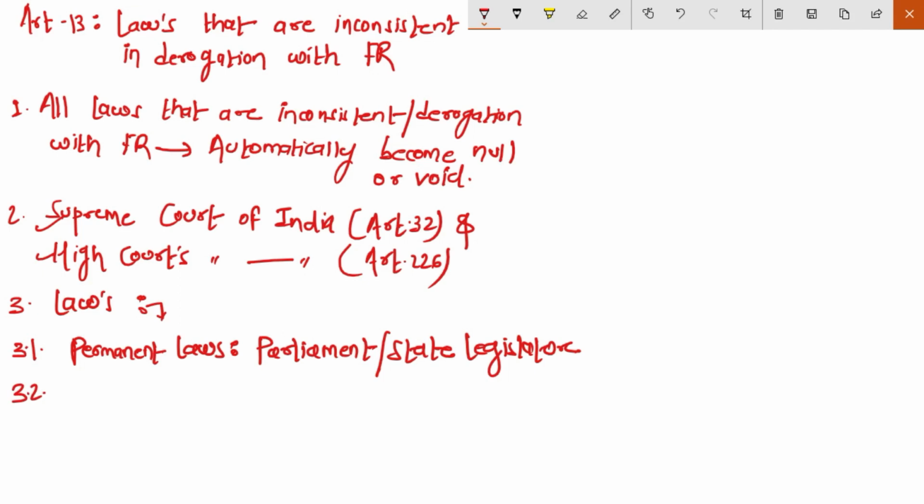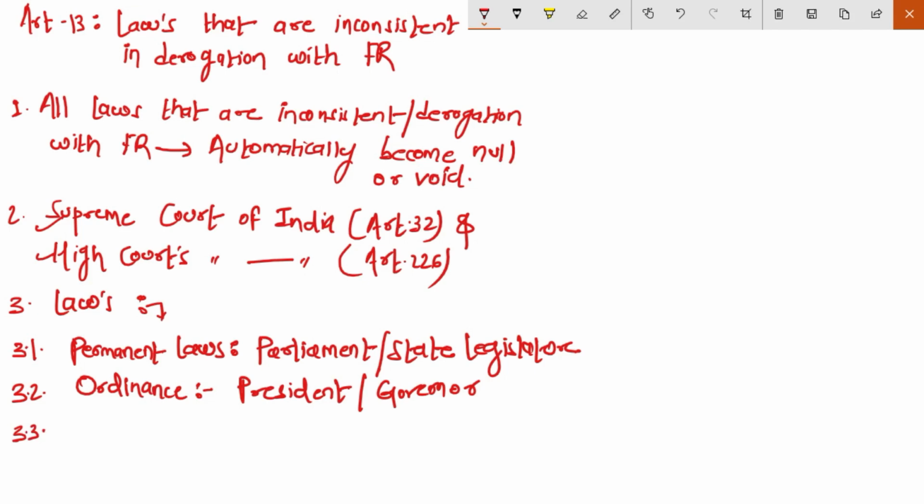Next is temporary laws like ordinances. We will also read about ordinances when we read about the central and state governments, but for now we can say that ordinances are not permanent laws. They are temporary ones which are passed by the executive to meet any kind of emergency or unforeseen conditions during the time that the lawmaking bodies cannot function. Ordinances framed by the president of India or the governor of the state also come under the definition of law.